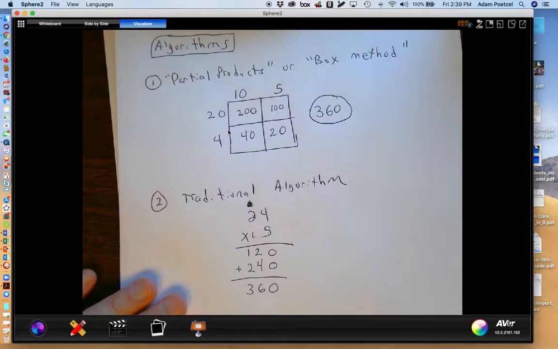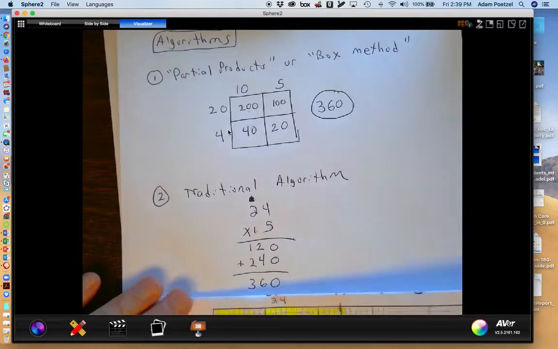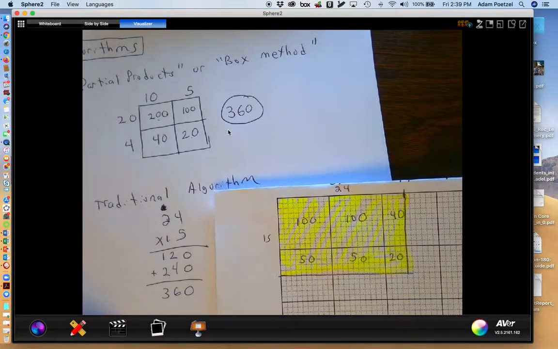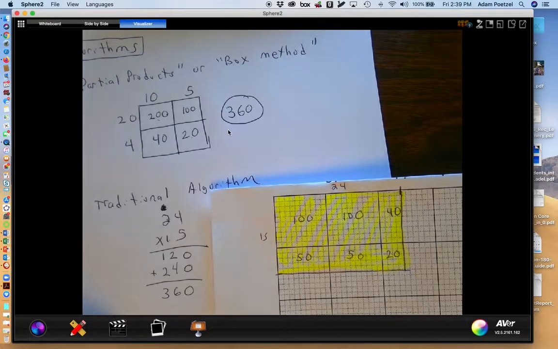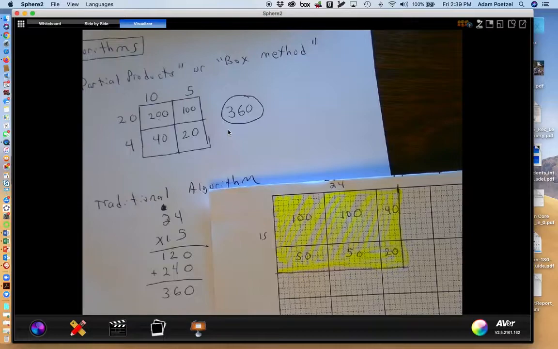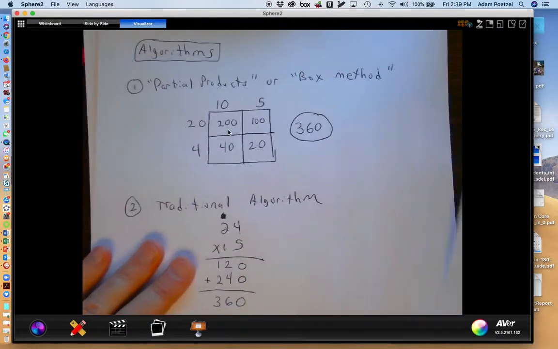And again, when we make the connection, we can see that there's a connection between the standard algorithm and the area model as well. Of course, the numbers show up in different ways, but when we put those together, we can make those connections of how those two relate together.